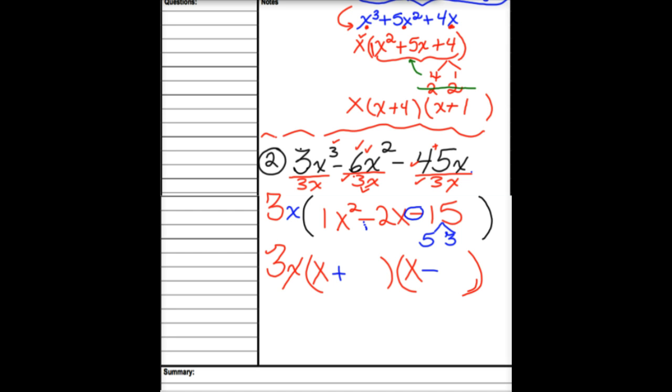And I know that the negatives have to take over when I add them up. So the sign of the middle actually always goes with your bigger number. I'm going to repeat that. The sign of the middle goes with your bigger number because it has to overpower. All right, so I'm going to have a minus 5 and a plus 3. And this would be the factored form of the original polynomial.